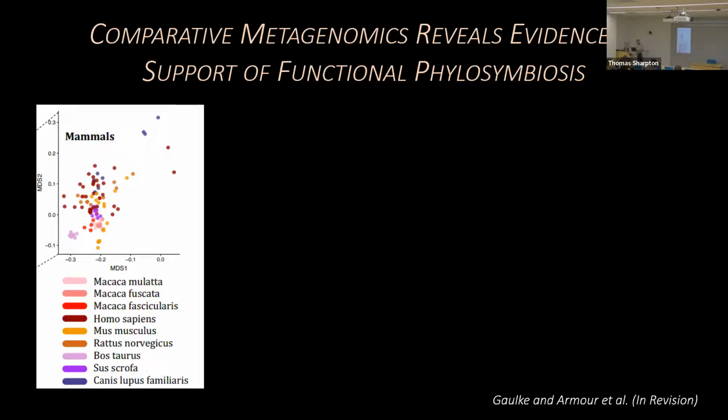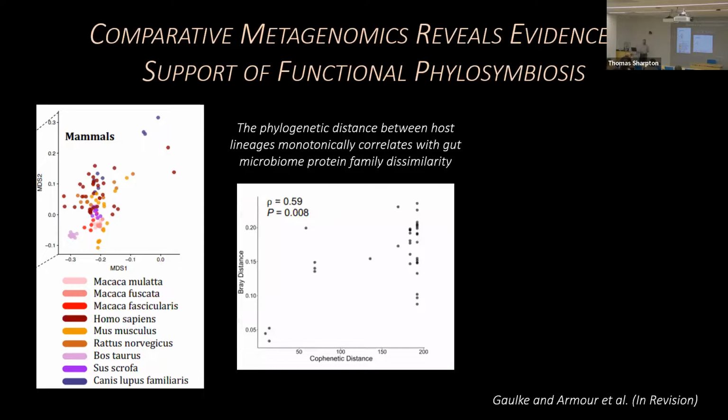And if you just look at the raw data, that's what you generally see. There is some evidence of species-specific clustering, and there is some evidence of correlation with the phylogenetic distance across the hosts, as shown in this correlation plot. The x-axis is the phylogenetic distance between the hosts. The y-axis is the Bray-Curtis dissimilarity of the KEGG orthology group profiles for each of those different hosts. And you can see here a significant monotonic increasing relationship between evolutionary distance and functional beta diversity.